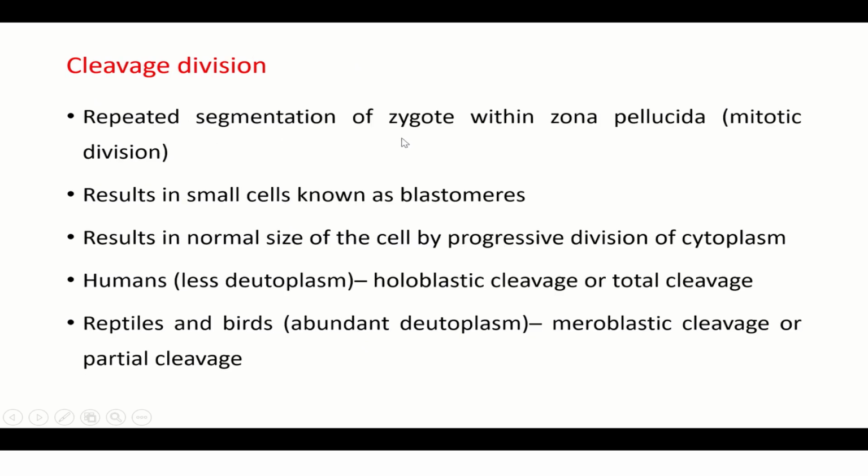Repeated segmentation of the zygote is called cleavage division. This occurs within the zona pellucida by mitotic divisions. It results in small cells known as blastomeres. The large size of the zygote is brought down to the normal size of a cell by progressive division of cytoplasm. In humans, it is holoblastic cleavage, or total cleavage, due to less deutoplasm. In reptiles and birds, it is meroblastic cleavage, or partial cleavage, due to abundance of deutoplasm.